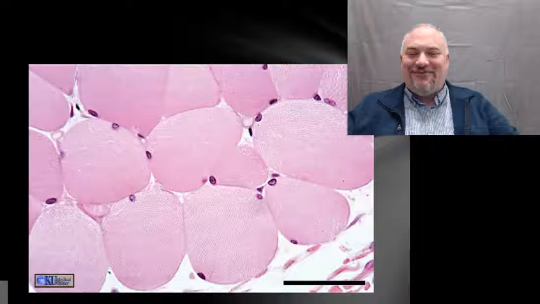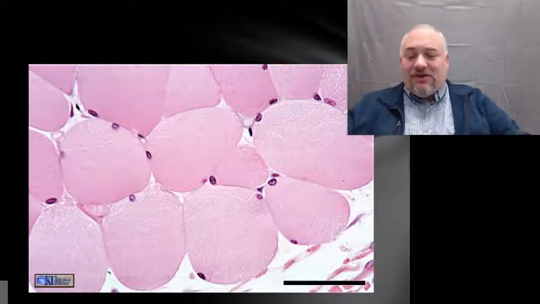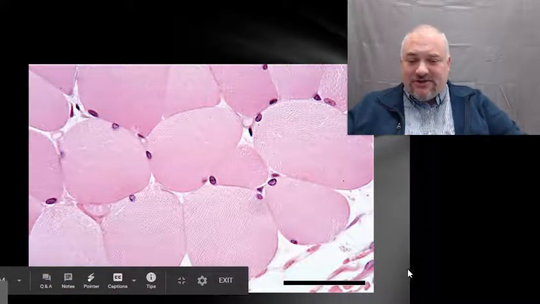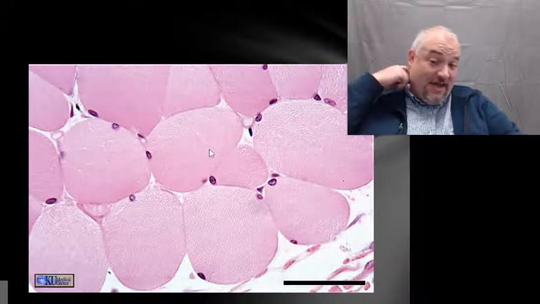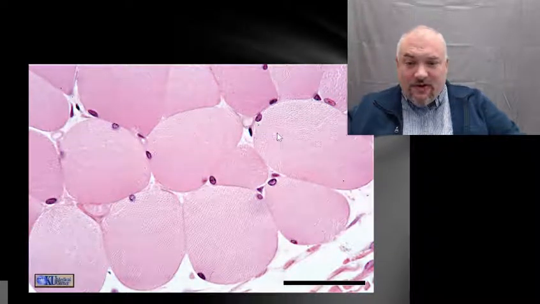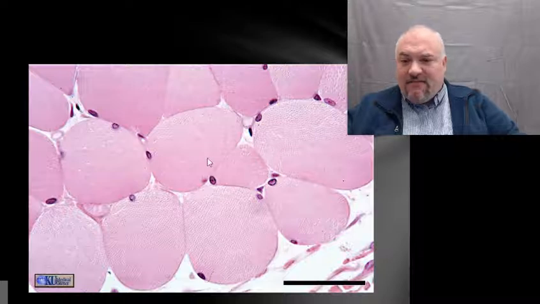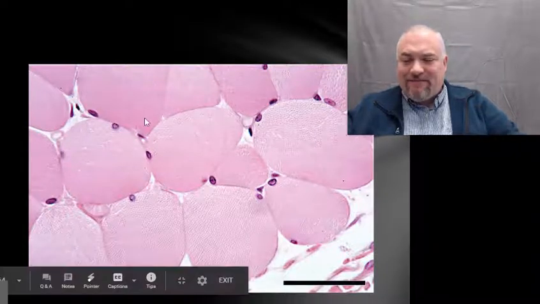Okay, that one was a little tougher, wasn't it? This one here, let's take a look at it before I show you the answer. So they look round. They almost look like fat cells, right? They got a nucleus pushed off to the side, kind of almost empty looking in the middle. But here's the key. We can see in some of these, like this one here, 1, 2 nuclei in this cell.